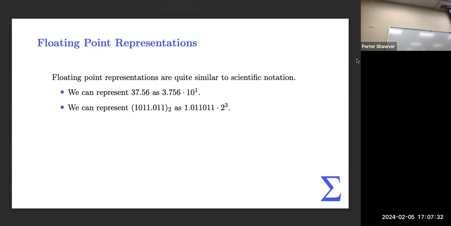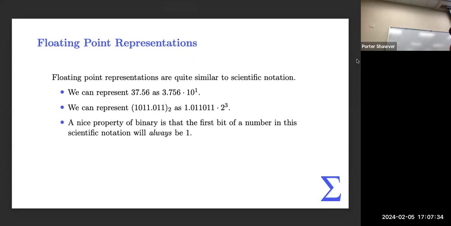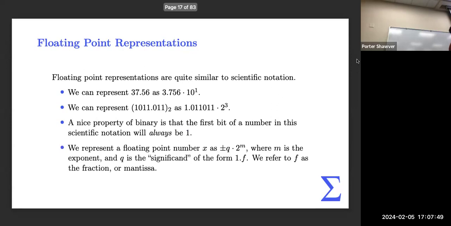One of the nice things about binary numbers, though, is that the first number is always going to be 1. If it's not 1, then it's a 0, but then that doesn't count as part of the number. So we abuse that when we're storing things. We just get an extra bit of storage if we were going to store something like this. And this is how we represent floating point numbers. We store some sort of plus or minus q, and then times 2 to the m. M is the exponent, and q is the significand.